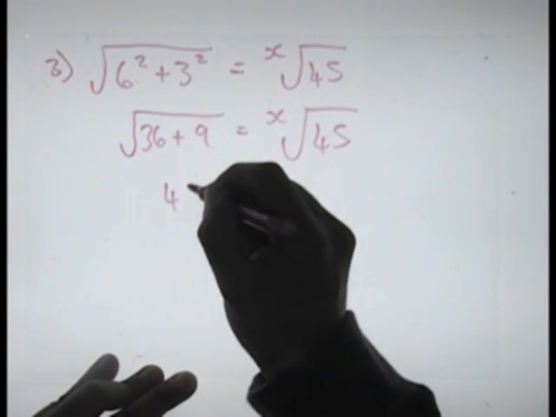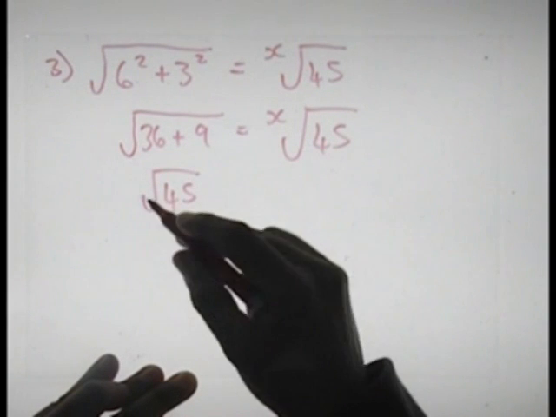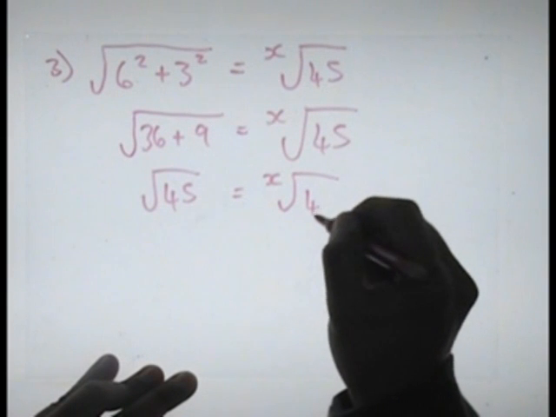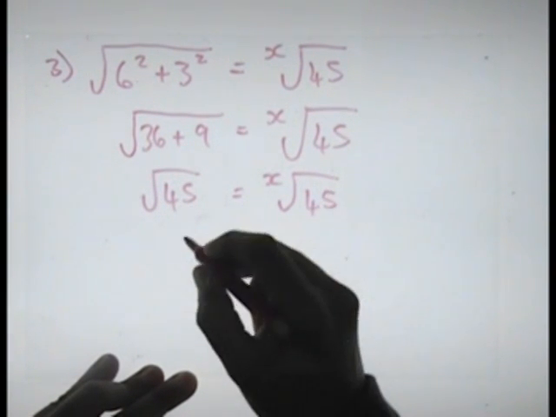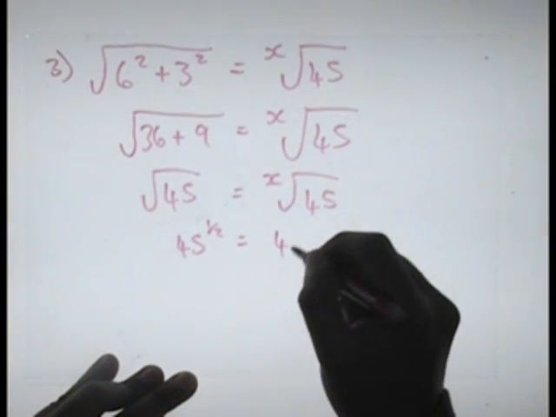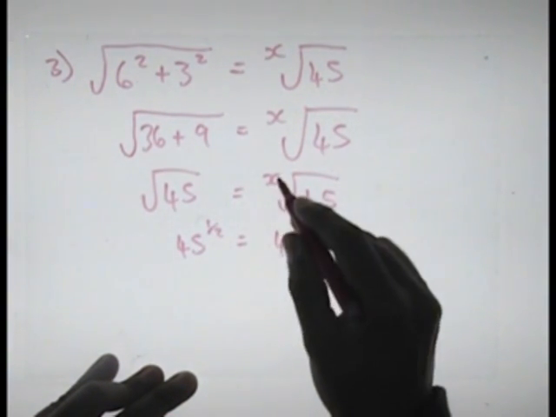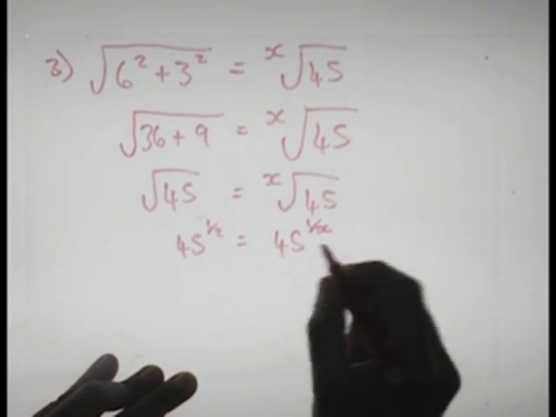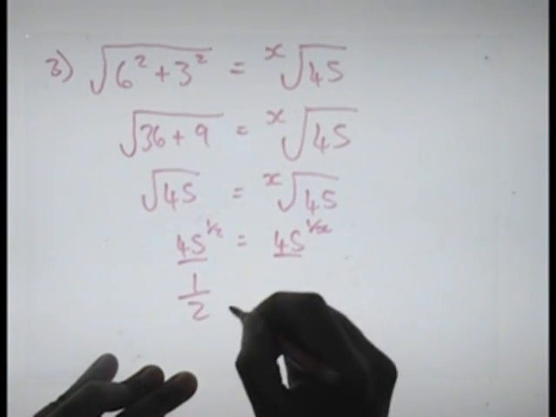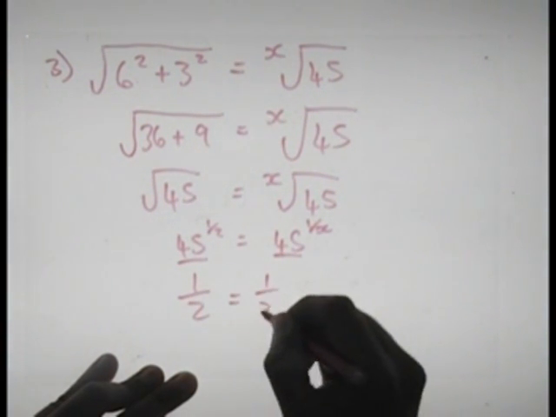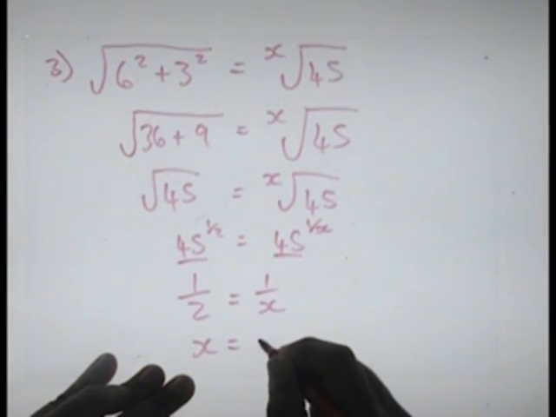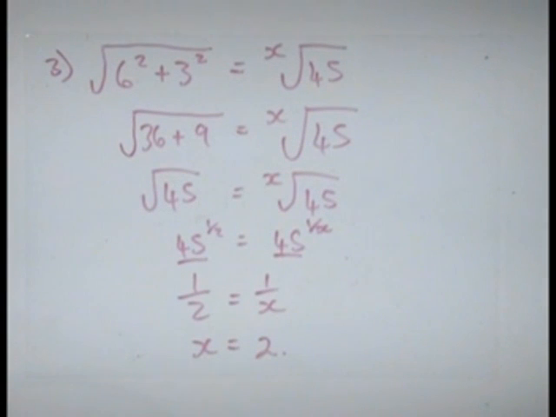36 plus 9 is 45, so we are looking for the square root of 45 being equal to the x root of 45. This means that 45 to the power 1/2 is equal to 45 to the power 1 over x. That again, bases are the same, that means that the exponents are the same, that means that 1/2 is equal to 1 over x. That means that x is equal to 2. Alright.